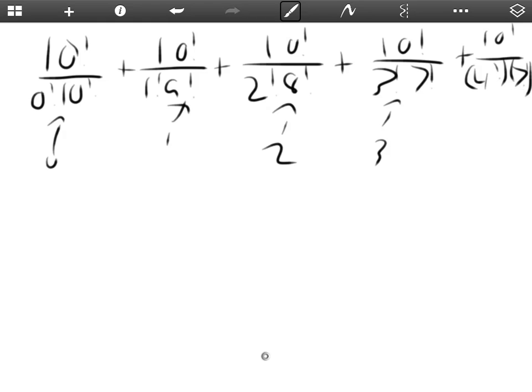And so what are we going to get for this term here? Well, 10 factorial over 10 factorial is 1. And 0 factorial is 1. So 1 divided by 1 is just 1.